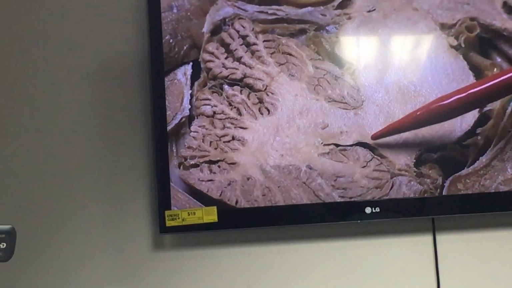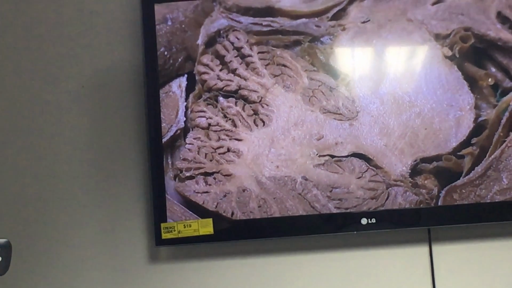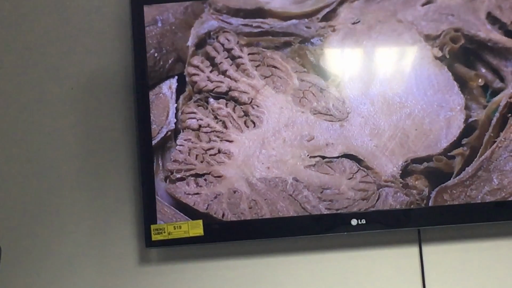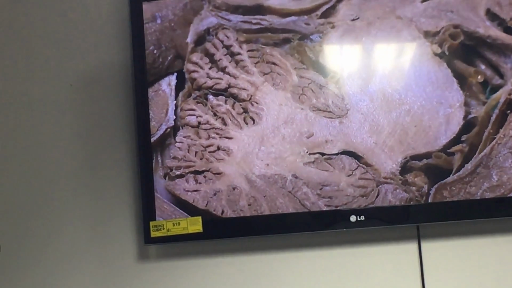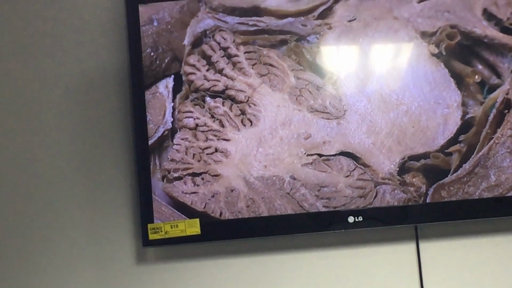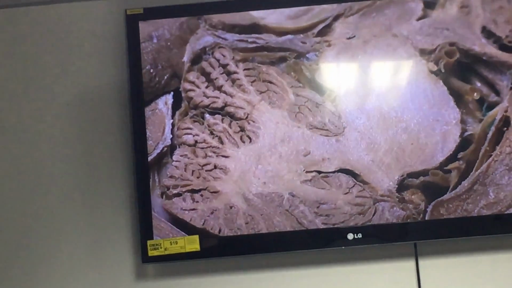And that middle cerebellar peduncle, what will it contain? What does that middle cerebellar peduncle contain? Those are the transverse pontocerebellar fibers. Right? Transverse pontocerebellar fibers. And where do the corticopontine fibers have their origin?